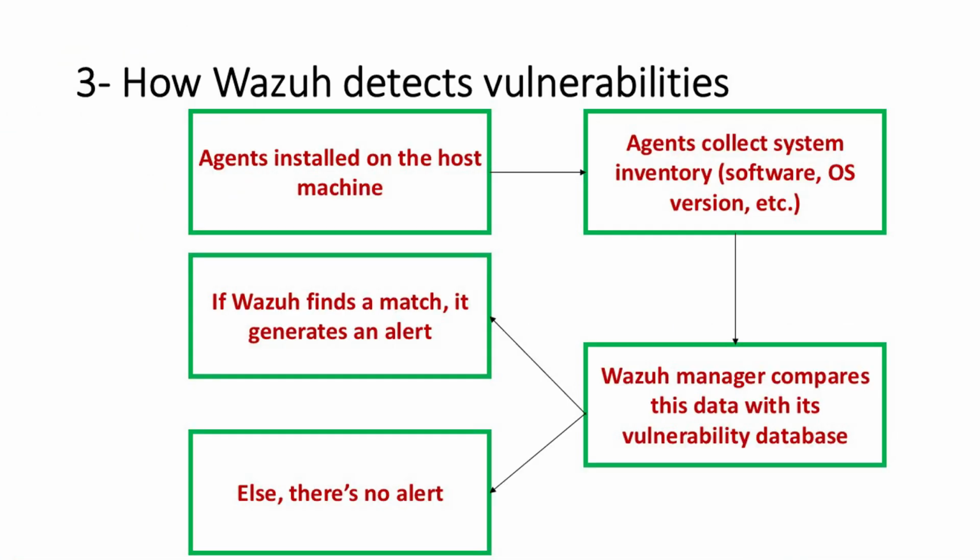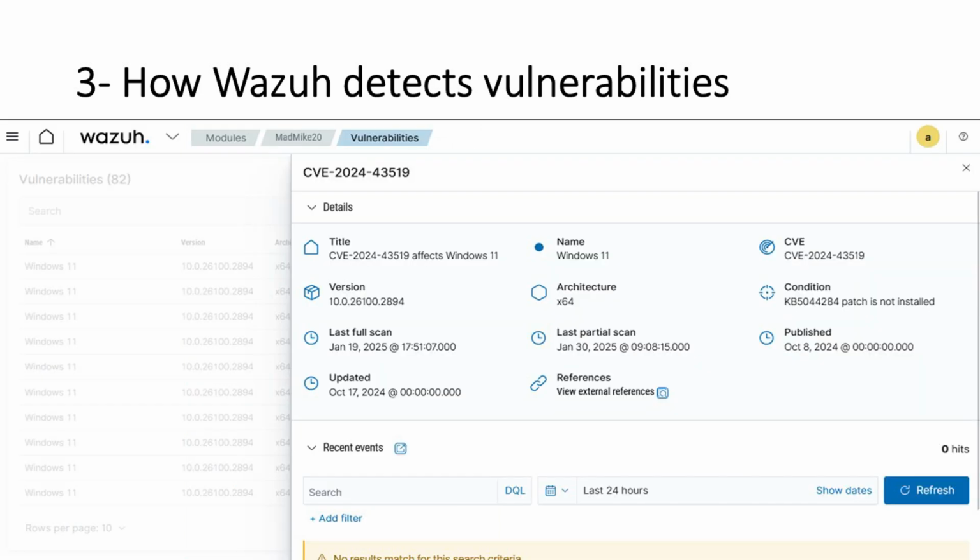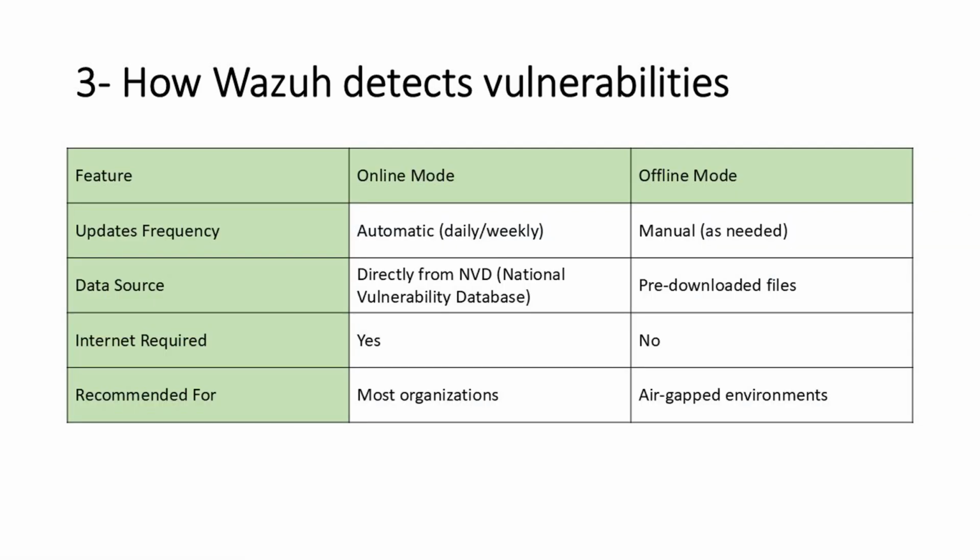Now that we understand vulnerability, let's see how Wazuh detects them. First, Wazuh continuously collects system inventory, including installed software and Wazuh version. It then compares this data with its internal vulnerability database, which is regularly updated from external sources like the National Vulnerability Database. If Wazuh finds a match, it generates an alert with details such as the CVE ID, affected software, and CVSS severity score.